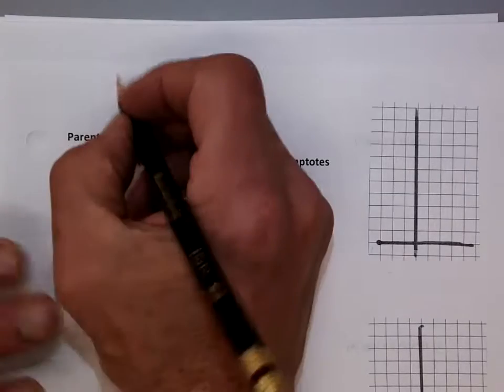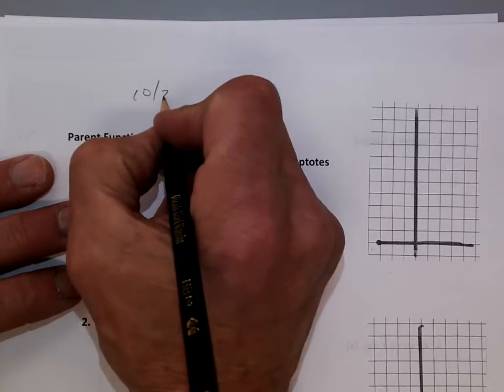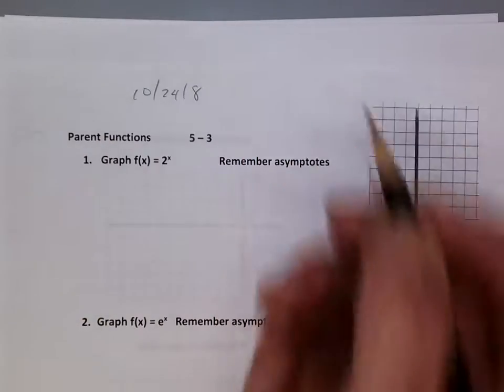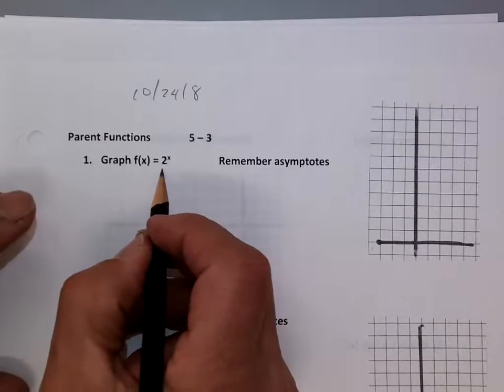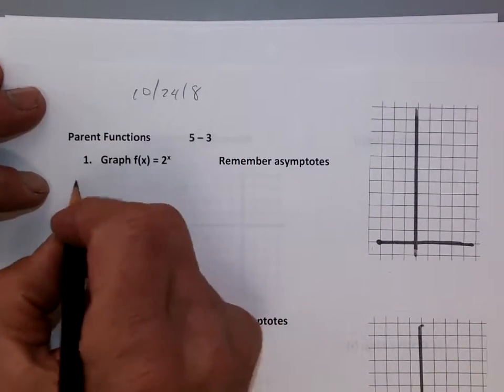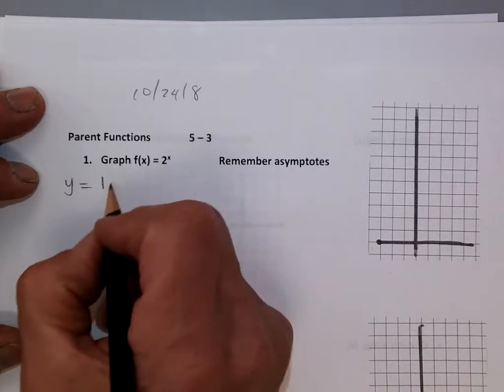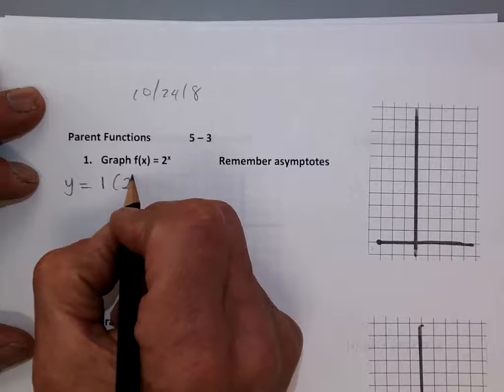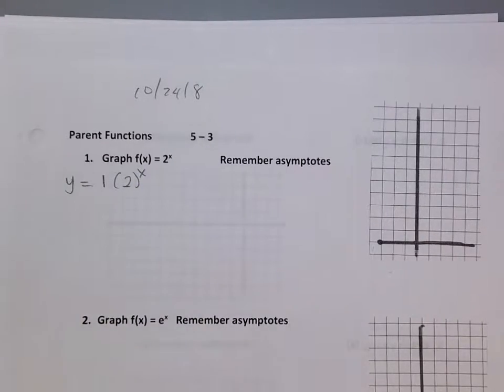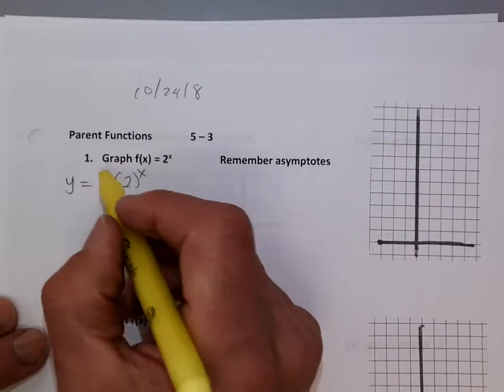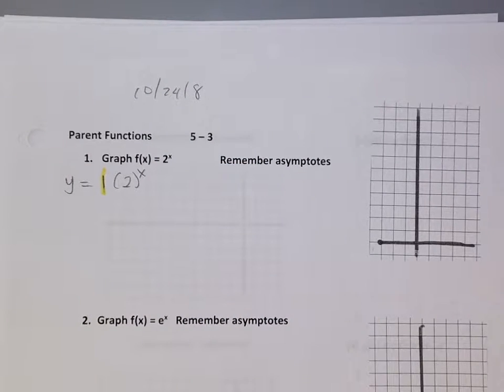Okay, here we go. 1024. So, when I do this problem, one of the things I want to do is put an invisible number. I'm going to rewrite it as y equals, and I'm going to put an invisible number 1 times 2 to the x. So what I did to help myself out is I put an invisible 1, and there's a reason I want that.